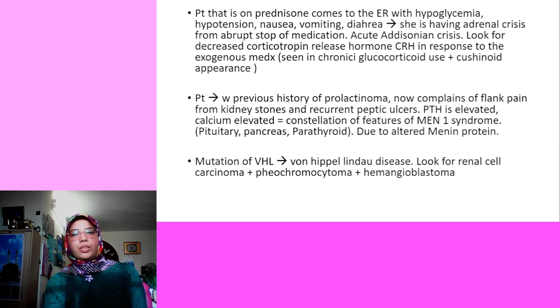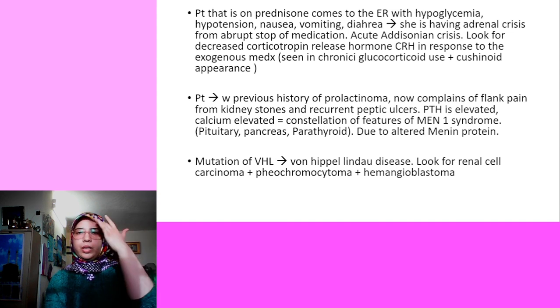A patient with previous history of prolactinoma now complains of flank pain from kidney stones and recurrent peptic ulcers. So keep in mind, prolactinoma, flank pain from kidney stones. That could be due to hyperparathyroidism causing hypercalcemia, causing kidney stones. So I have the pituitary, and now the parathyroid involved, and recurrent peptic ulcers could be due to a pancreatic gastrinoma, for example, like we said before. So I have 3 organs here that are involved. This could be MEN1 syndrome.